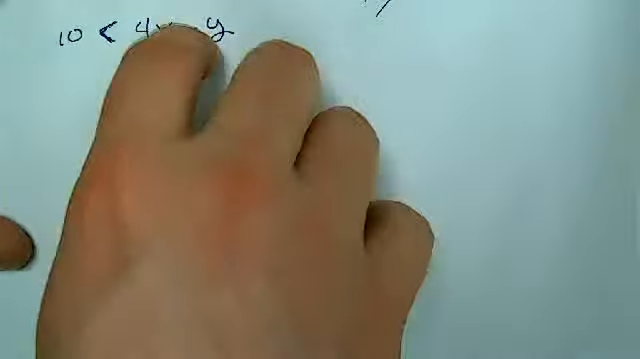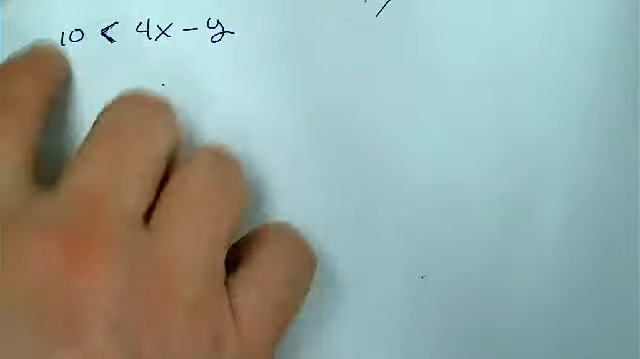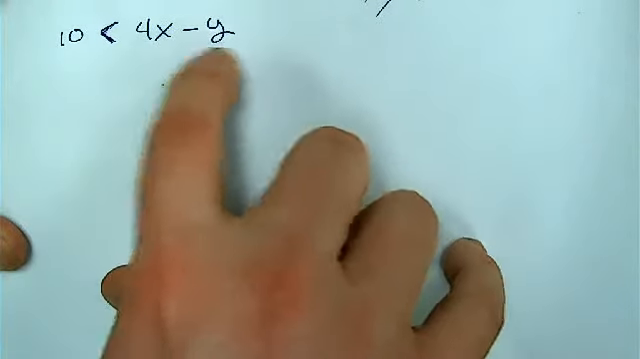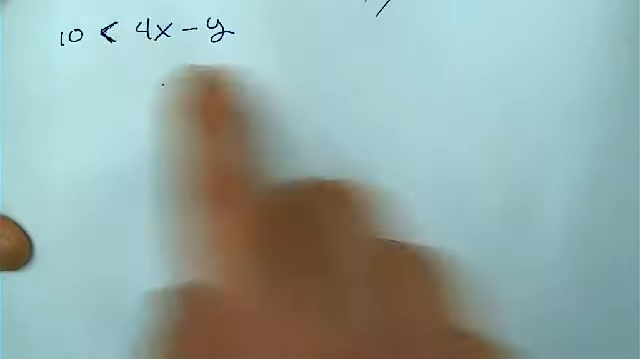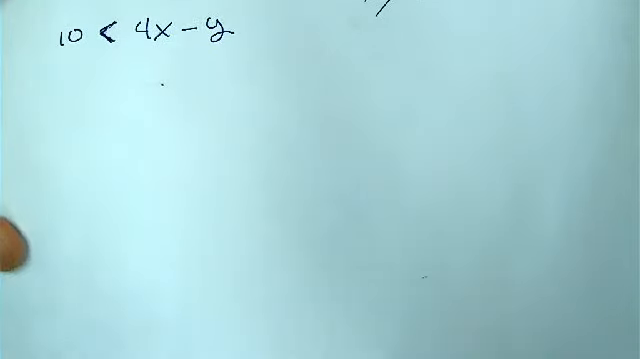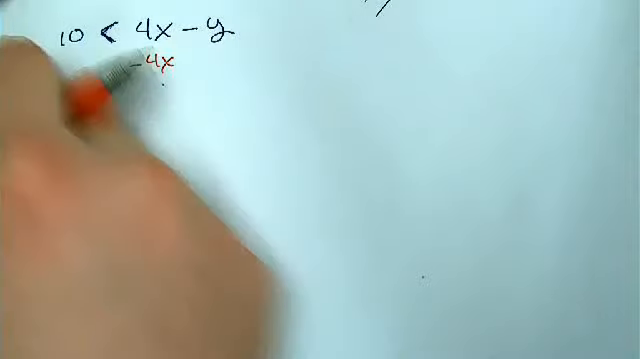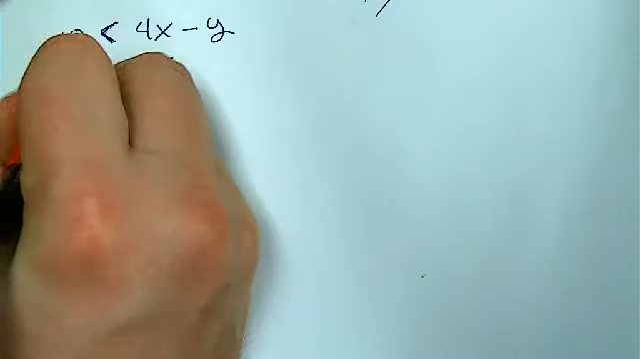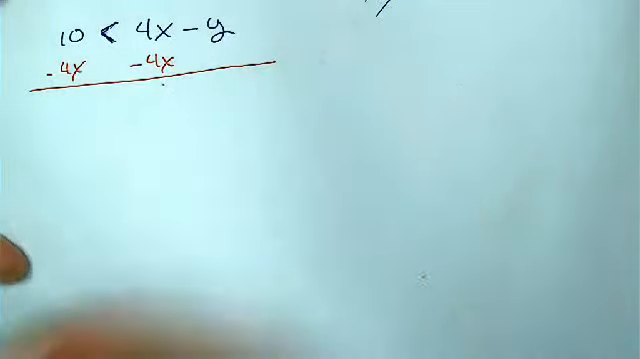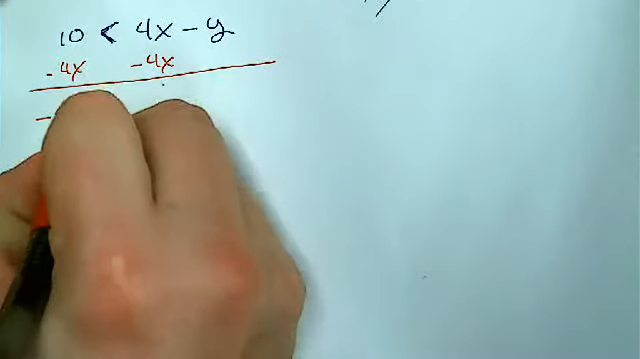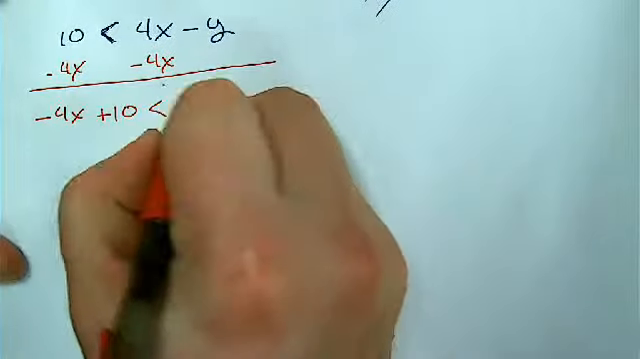I could, if I was really worried about moving the y's around first. I'm going to not do the y first for a particular reason because I want to remind you of a rule just to be safe. Minus 4x. Yeah, I'm going to do the 4x first. Now, I could add the y to both sides. That's perfectly fine. But there's something I want to remind you property-wise. If I do that, I'll lose. So negative 4x plus 10 less than negative y.